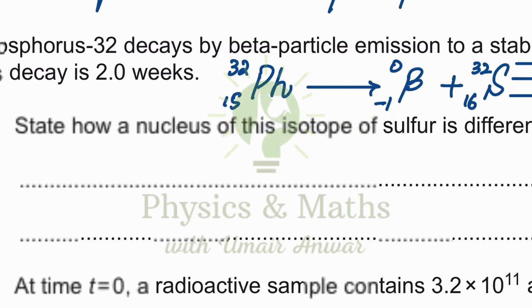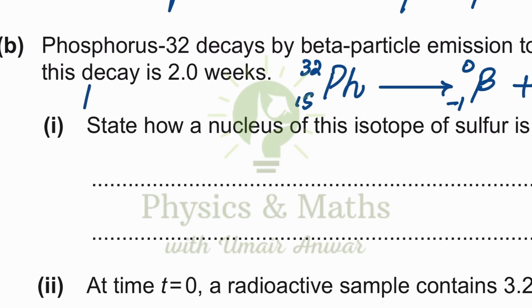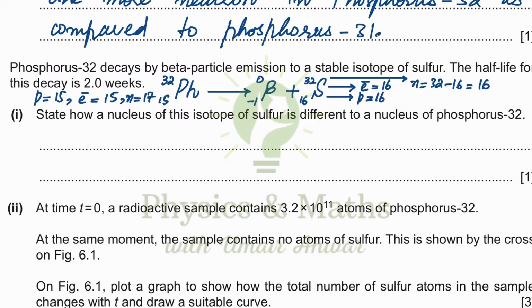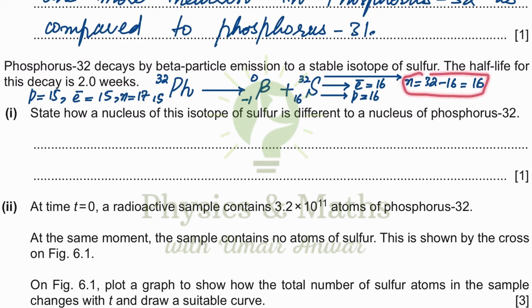Now for phosphorus 15, we had 15 protons, 15 electrons, and the neutrons here were 17. So we can see that the proton number from 15 has increased to 16. So there is an extra or more proton present in sulfur, while the neutrons were 17 and now they have become 16. So neutron have decreased by 1. So now I'm writing the answer.